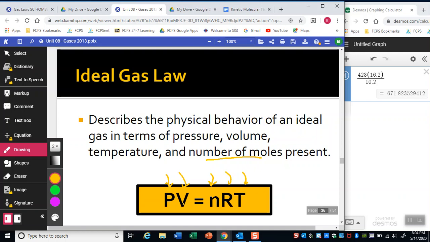Now this is a constant, and remember pressure can have different units. So depending on the units, you have different constants. All right, so you just have to pay attention to the units. And the constant will be given to you. You're not going to have to memorize those. All right, so here we go.